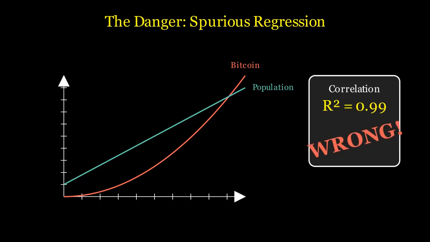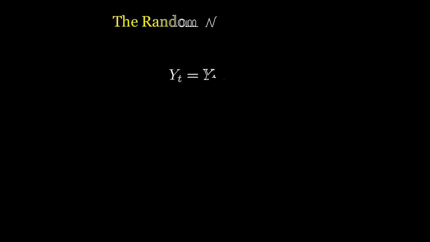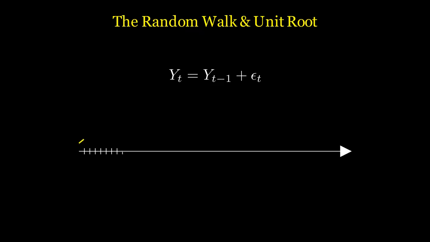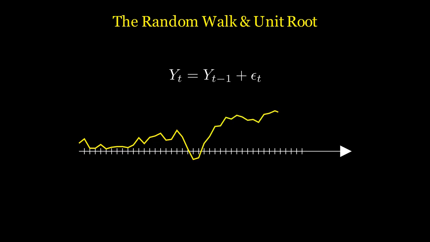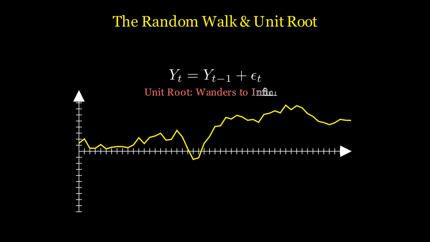Let's look at the mathematical nightmare, the random walk, represented as y_t = y_{t-1} + ε_t, where epsilon is white noise. In this scenario, the current value is just the previous value plus a random shock. This process has no mean reverting property. It wanders off to infinity. This is the definition of a unit root. If a series has a unit root, it is non-stationary.